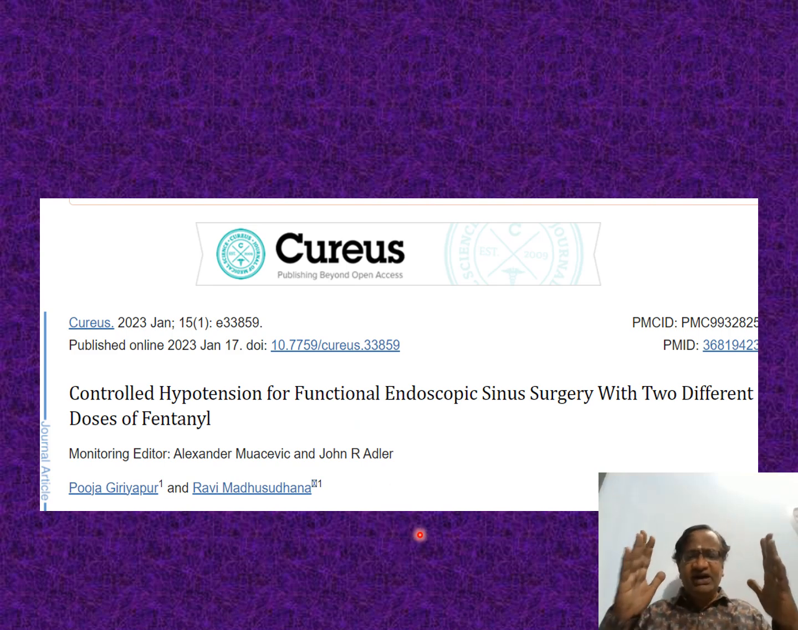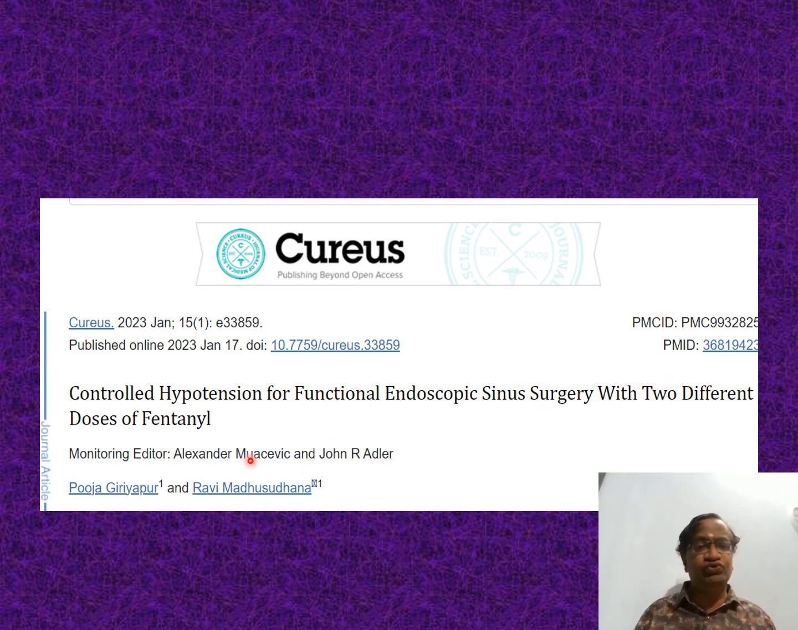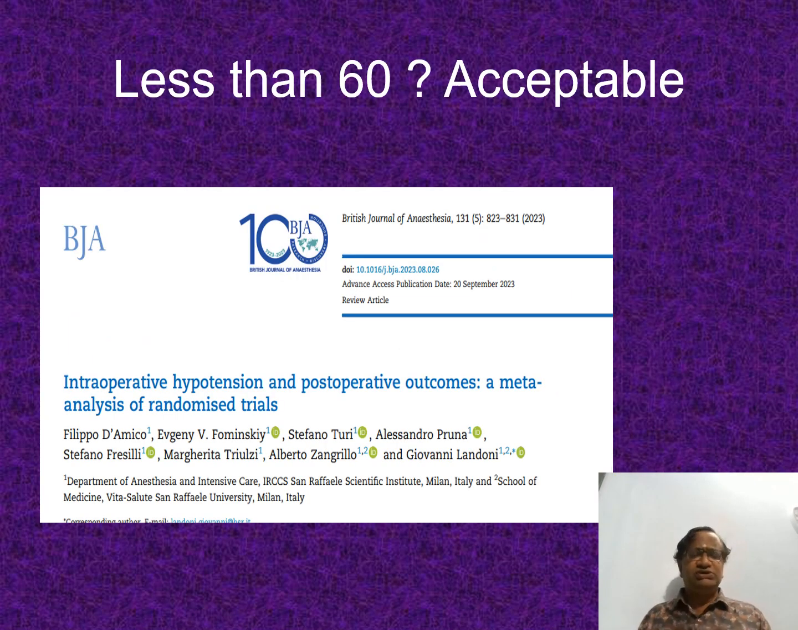Who said dexmedetomidine? I can do functional endoscopic surgery with 2 different doses of fentanyl. Here they have given 2 mcg per kg of fentanyl and then slowly give 1 or 2 mcg per kg per hour. Then they did 3 mcg per kg and they found out that 2 mcg per kg is good. There are people who said less than 60 is not an acceptable MAP. Here you can see the intraoperative meta-analysis is saying yes, 55 to 60 MAP is acceptable.